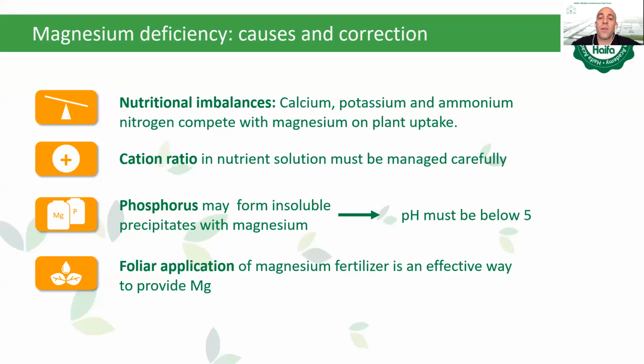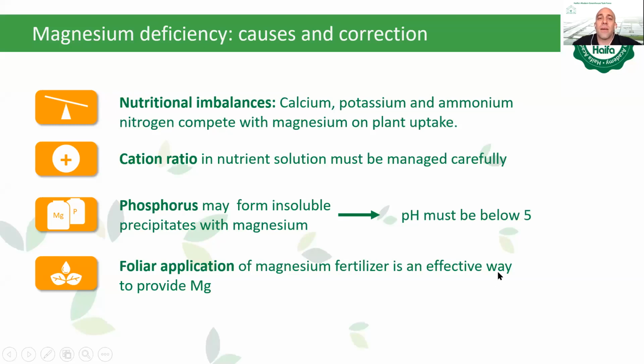This was mentioned before. We must keep the pH of the tank below 5, so we won't have precipitation of magnesium, which will cause magnesium deficiencies and might cause phosphorus deficiencies as well.